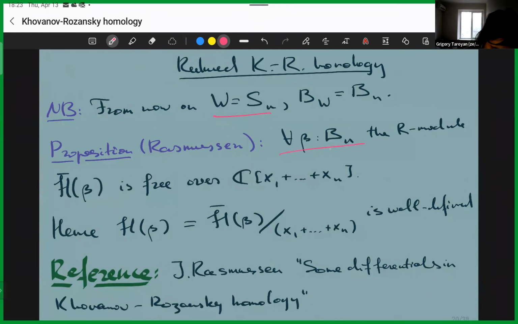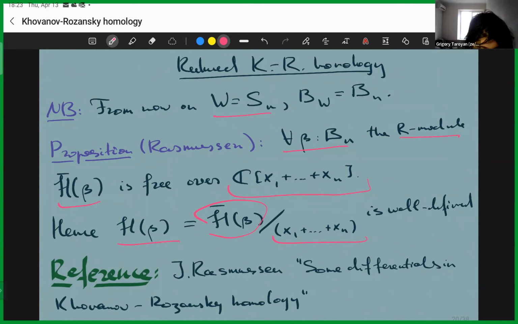Then we have the following statement due to Rasmussen, which asserts that for any braid, the Khovanov-Rozansky homology of beta is free over this subring. So we take the degree one symmetric polynomial, and it's free over the subring generated by this polynomial, which means that we can take the quotient of this triply graded vector space modulo this ideal, and then we obtain something that is called reduced Khovanov-Rozansky homology.